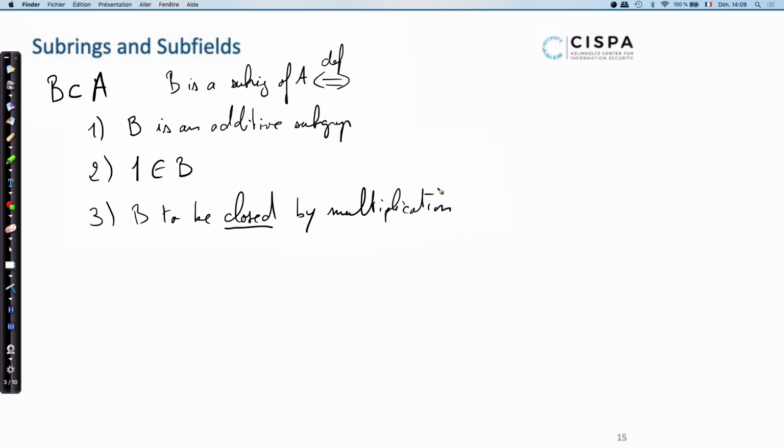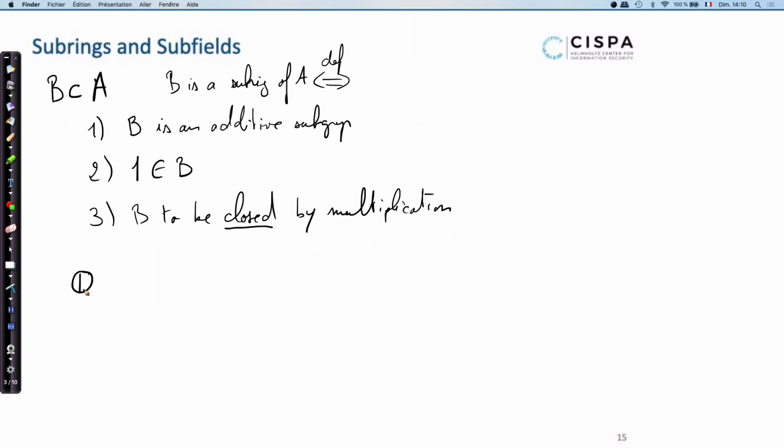So remember, this means that if you take any pair of elements of B, then their product is also going to be in B. And now, a subfield is simply going to be a subring of a field, which is also a field. So let's take an example of why you can have a subring of a field that is not a field. It's a very simple example.